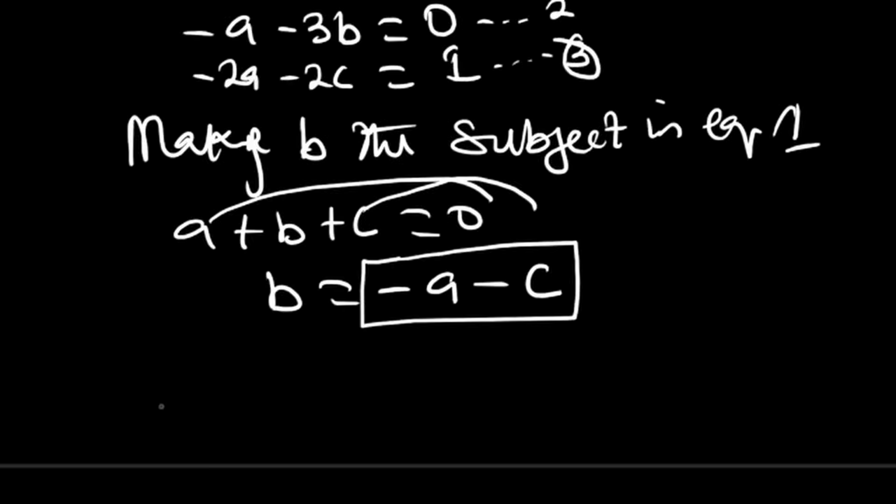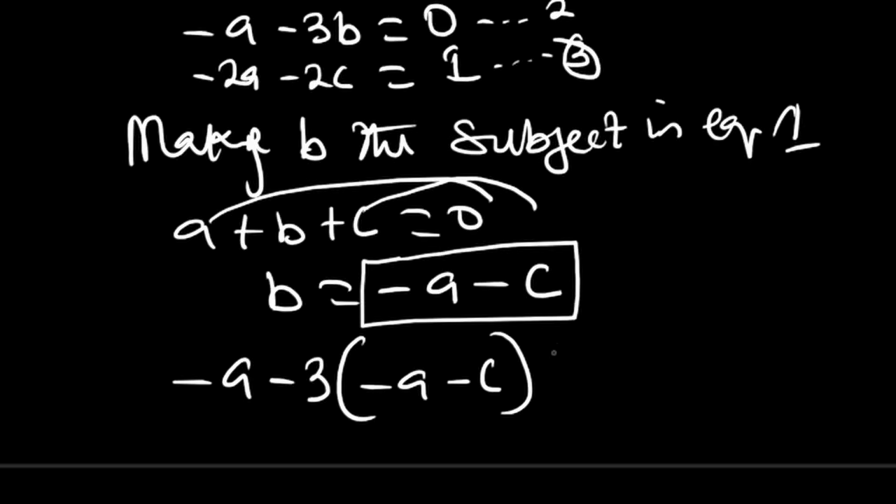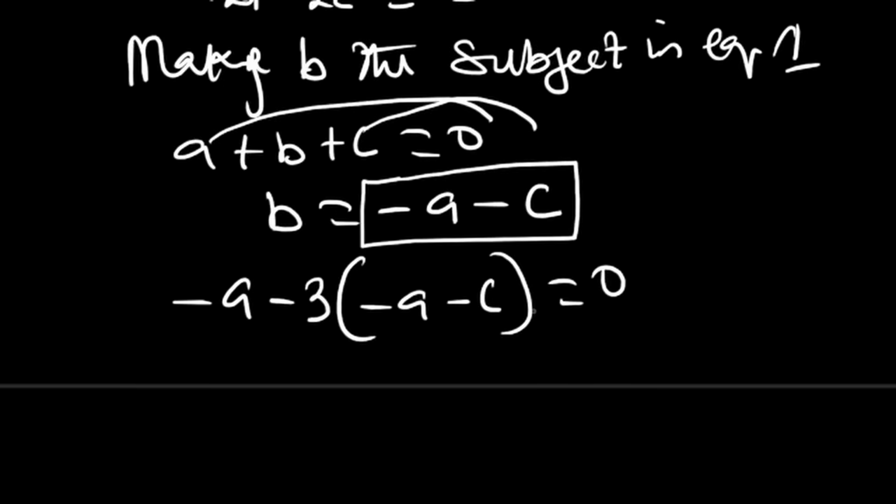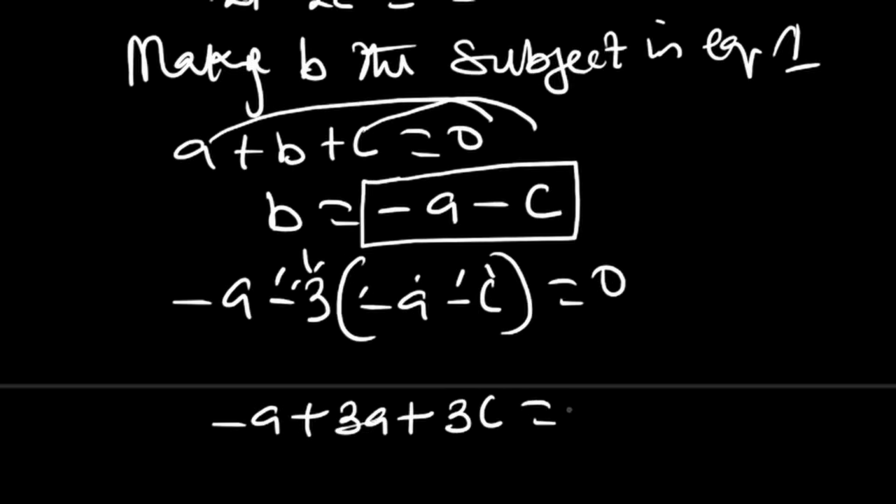Now let's do that. Hence we have minus a minus 3, and then we open our bracket. Since the 3 multiplies the b, this now becomes minus a minus c. We close the bracket, and then this is equal to 0. Let's expand right now. Here we have minus a, then minus times minus gives you a plus. 3 times a gives you 3a. Now let's multiply further. Minus times minus gives you a plus. 3 times c gives us a 3c. And this is equal to 0.